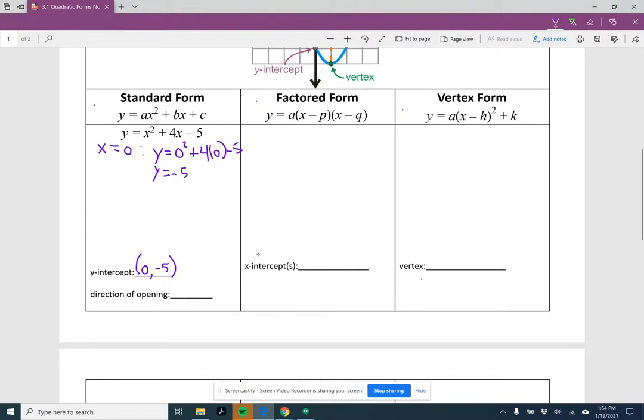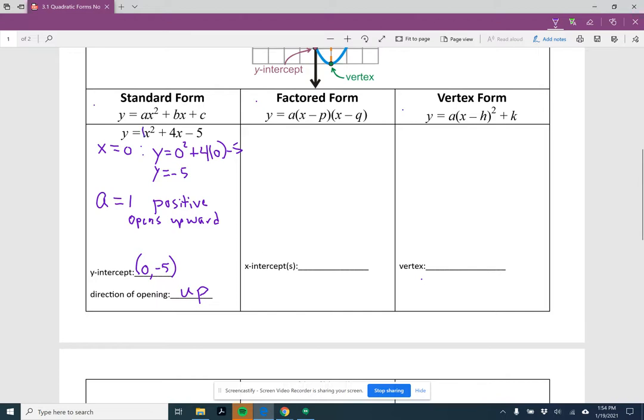We know the graph of this quadratic is going to open up because a is positive 1. Since a is positive, it's going to open upward. That's the direction of opening. We're just going to say it opens up. Now we're going to talk about how to get from the standard form to the factored form, and then how to get from the standard form to the vertex form.